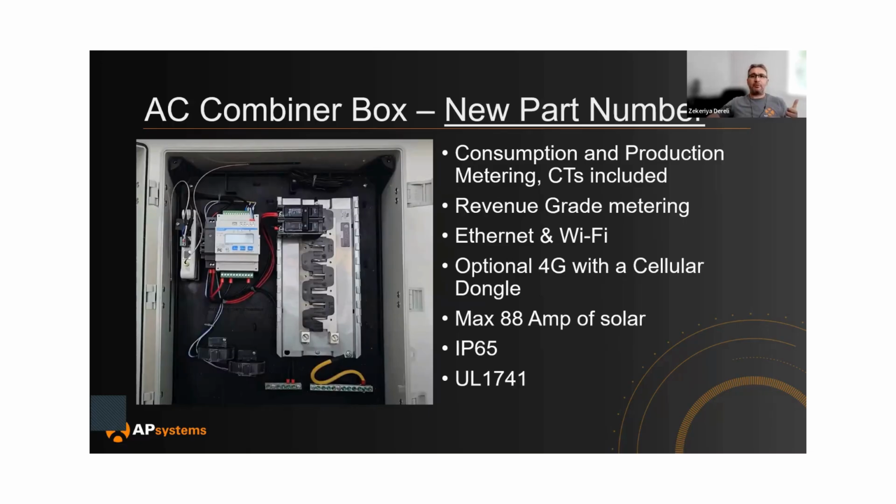So with the AC combiner box, we get the consumption and production metering. CTs are installed for the production, but the grid-side CTs, because you need to install them on your main service panel, are not inside here.